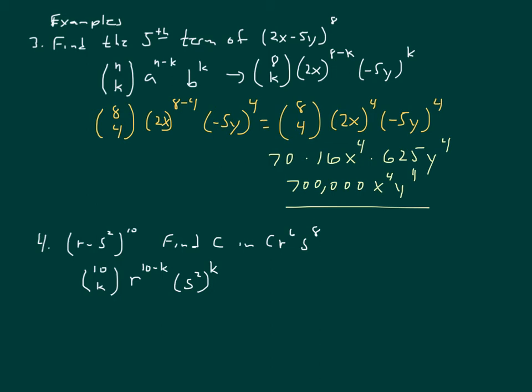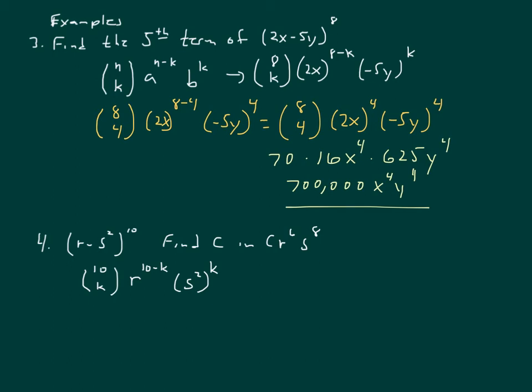The other thing they're going to ask you to do is they're not going to tell you what term number you want, but they'll give you some binomial raised to a power. In this case, we have r minus s squared to the tenth. Notice that. And we want to find c, the coefficient of r to the sixth, s to the eighth. Now the first thing you might notice, saying, wait a second, I thought these powers were supposed to add up to 10. Well, we have an issue on this one because it's an s squared. Okay, that's going to make a difference.